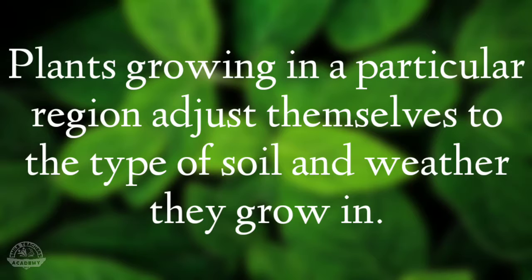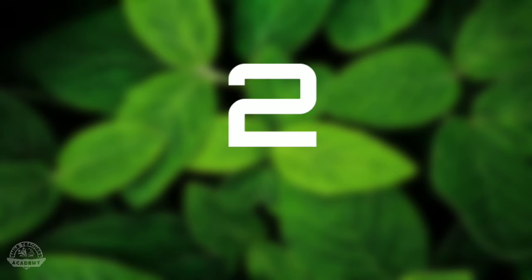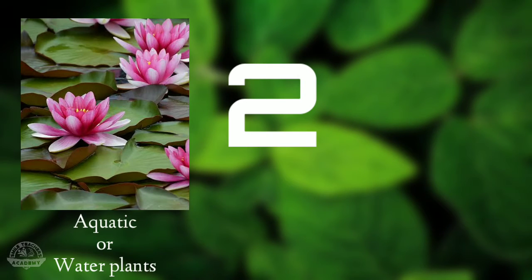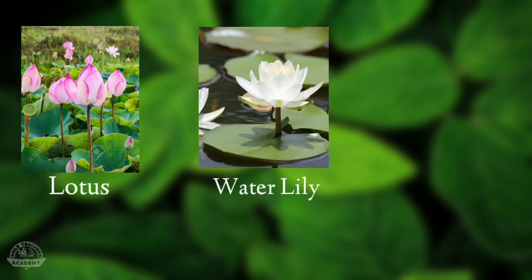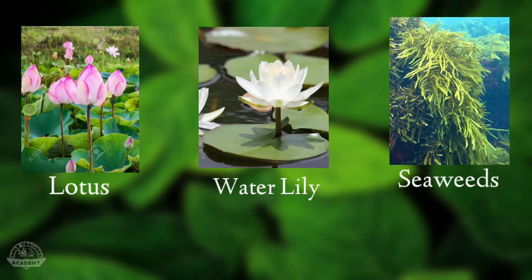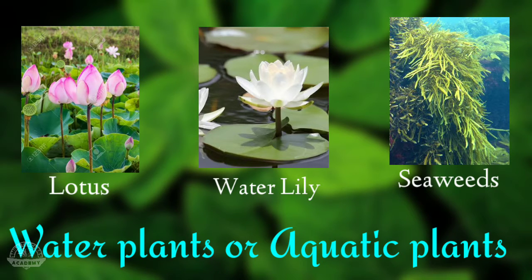Plants can be divided into two categories: aquatic or water plants, and terrestrial or land plants. Plants like lotus, water lily, and seaweeds grow in water. They are called water plants or aquatic plants.